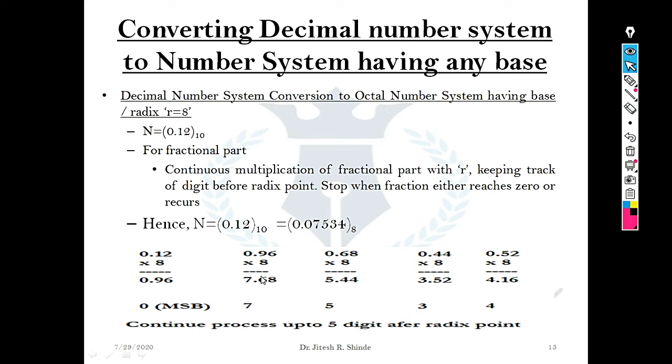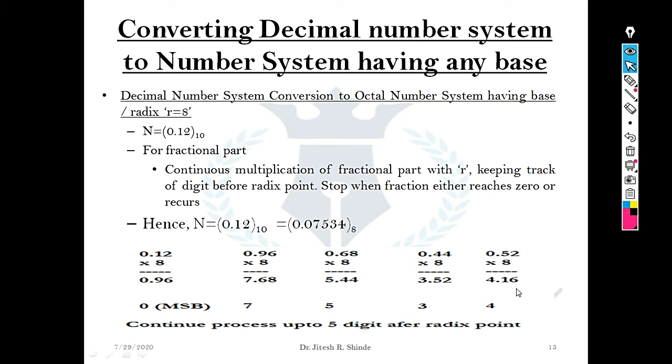Now 0.96 multiplied by 8. The answer is 7.68. 7 has been noted down here. 0.68 multiplied by 8, what are we getting? 5.44. 5 noted down here. This fractional part is neither 0 nor recurring, so again continue the multiplication with the radix, that is 8. 0.44 multiplied by 8 is 3.52. 3 has been noted down. 0.52 multiplied by 8, what are we getting?